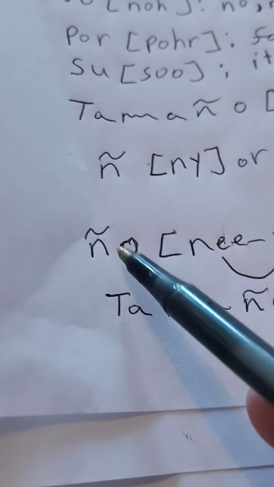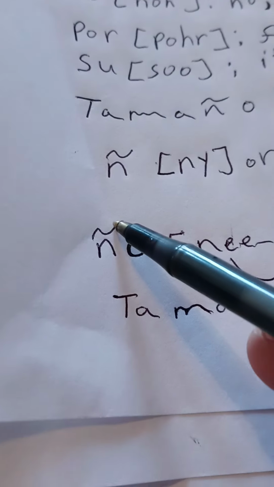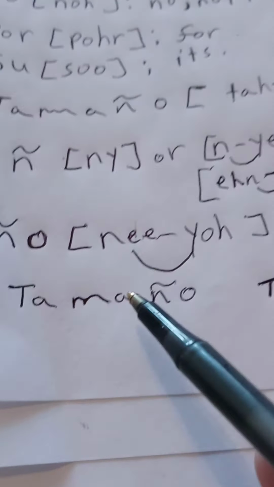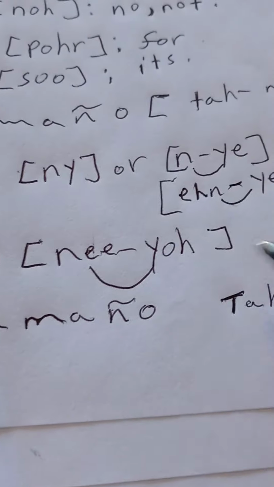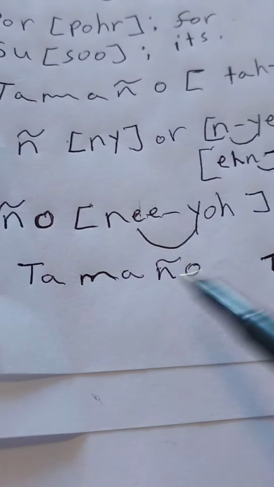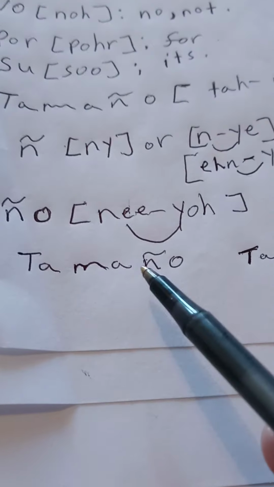Now, if you have an N with a little wavy line and you have an O, the sound will be nyoh. See that little tie right here? Nyoh. So now we look at the word Tamaño. That means size.